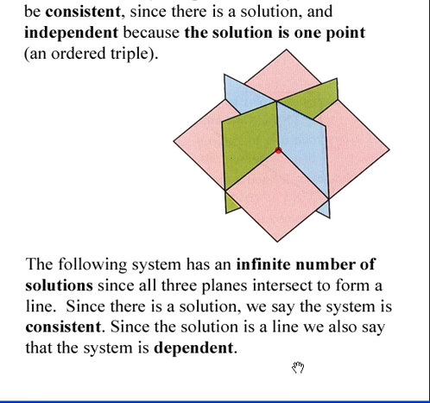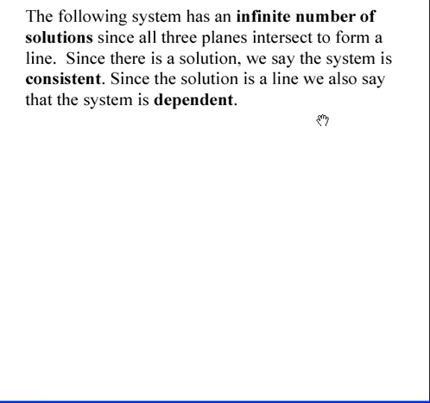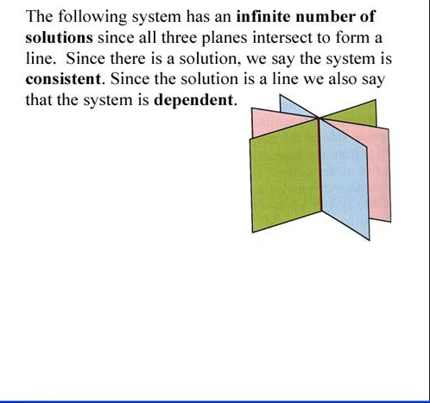And then the last scenario is the consistent dependent that we talked about with two equations and two variables. And that occurs when all three planes intersect, forming a line. There's an infinite number of solutions, all the points that are on this line. So there is a solution. We would say it's consistent. It's one line, so we would say it is dependent.